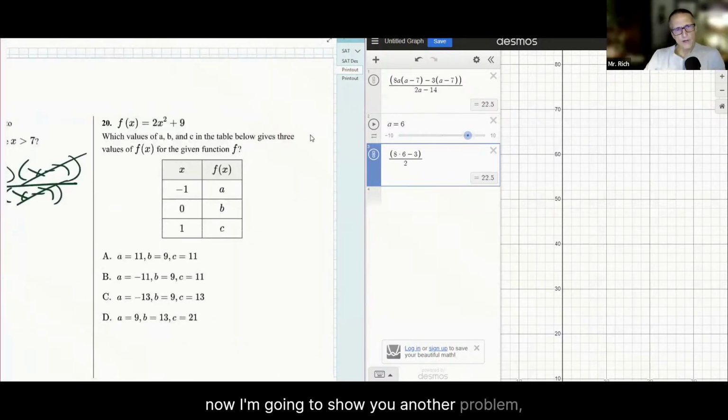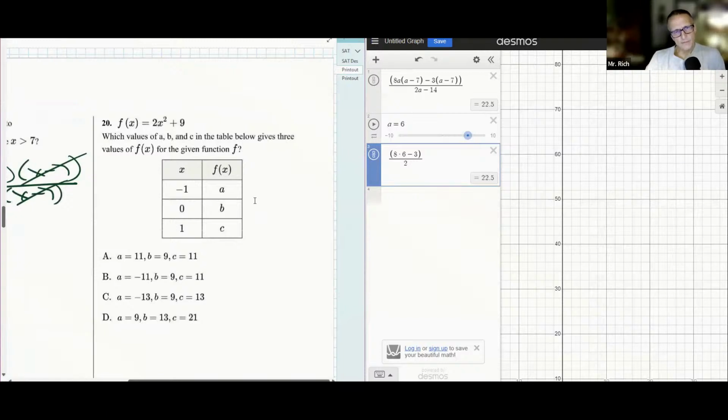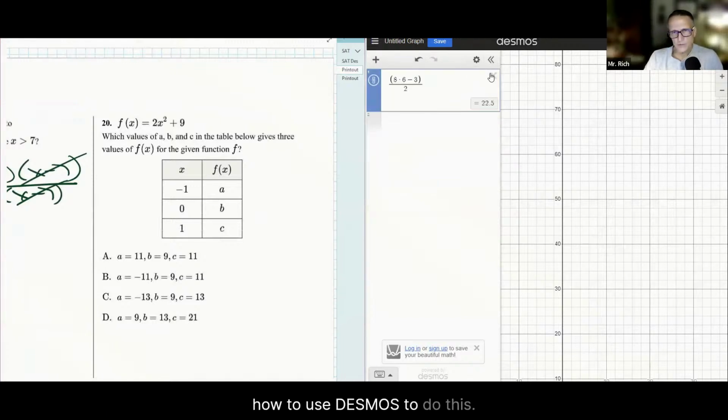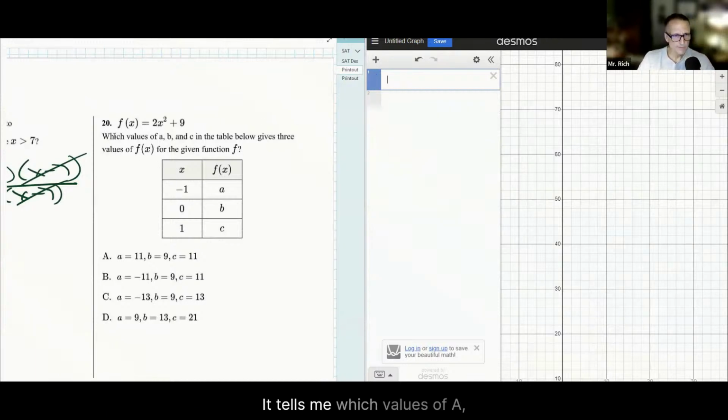Now, I'm going to show you another problem here that maybe could best be solved without Desmos, but yet it's one that most students wouldn't know how to use Desmos to do this. Here's what I'm going to do. It tells me which values of A, B, and C in the table below give 3 values of x for the given function. What I'm going to do is I'm going to make a table.